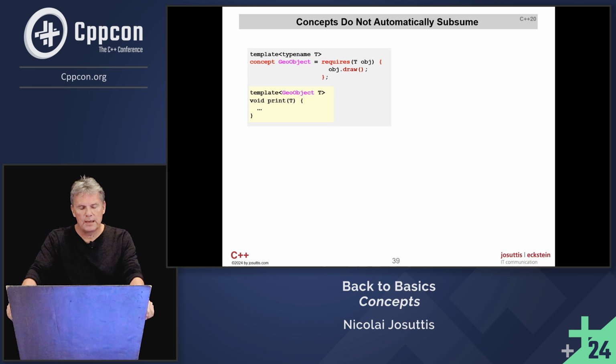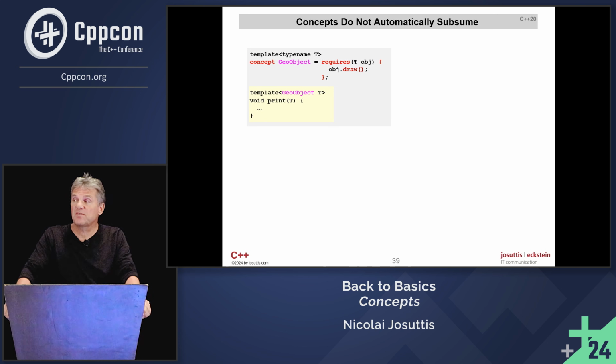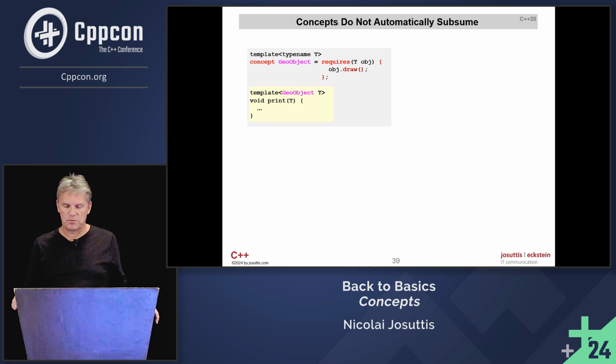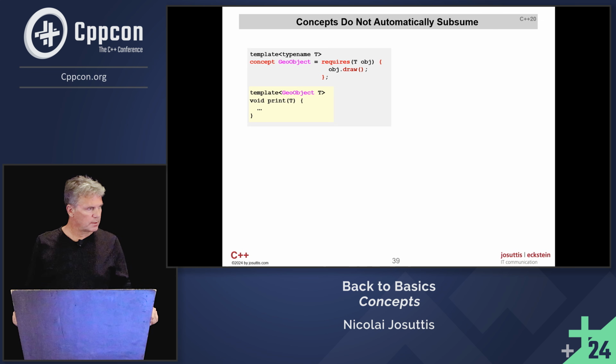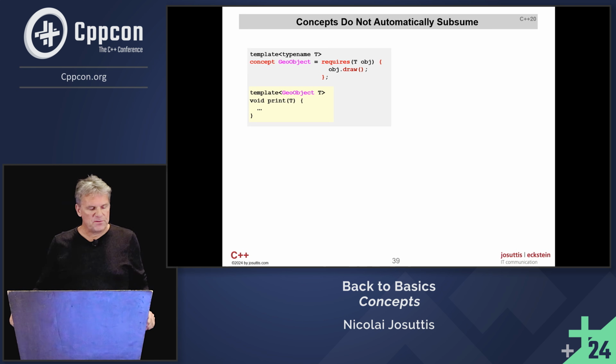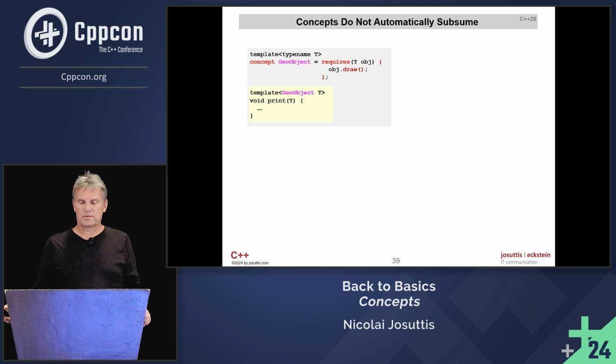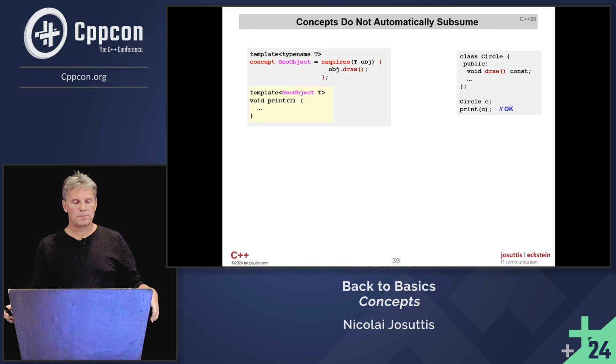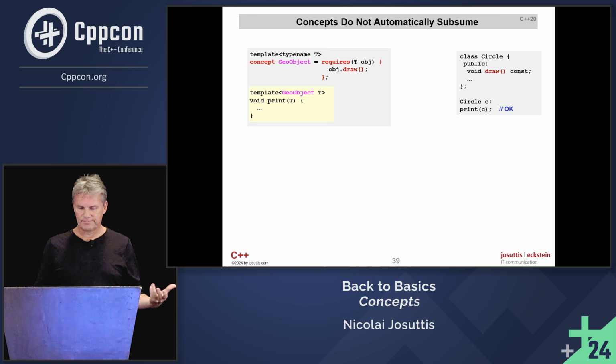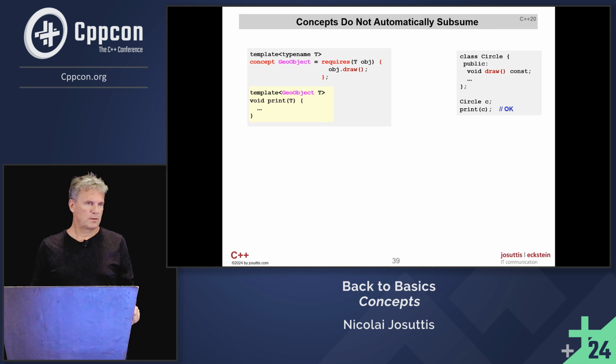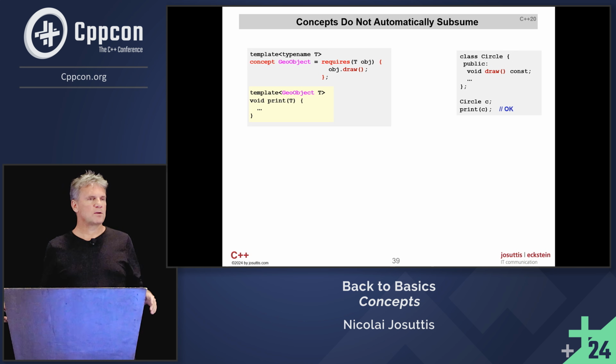So this is a famous example we discussed when we standardized concepts. Somebody, I don't know who it was, came up with this example. Assume we have a concept that specifies the requirements for geometric objects. Here we specify only one for simplicity, which is that I can call draw. And let me have a print function here, and that print function requires that the parameter is a geometric object. Obviously, if you have a type that supports a call of draw, it's a geometric object according to this specification. So a circle, you can call print because it fits.